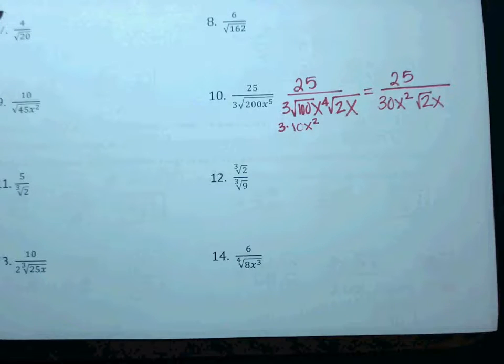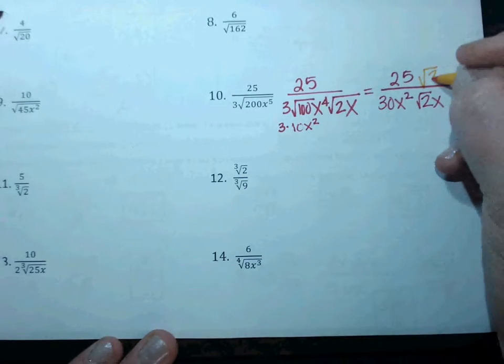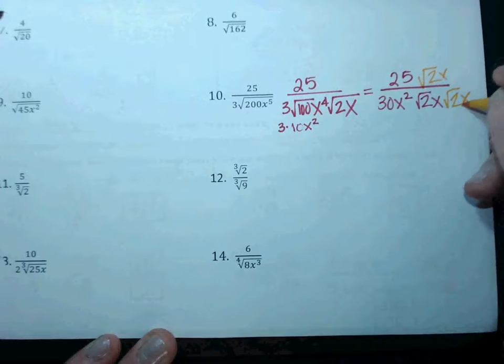2x. Now remember, the whole bottom is not the problem. Only the extra is left over. So I'm going to multiply by 2x up here, 2x down there.